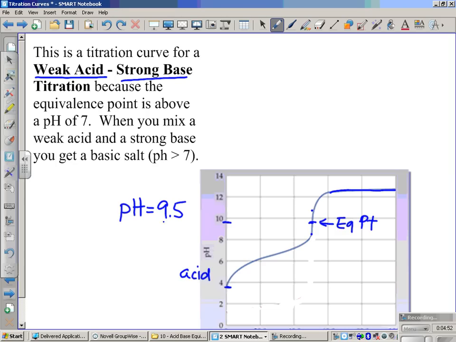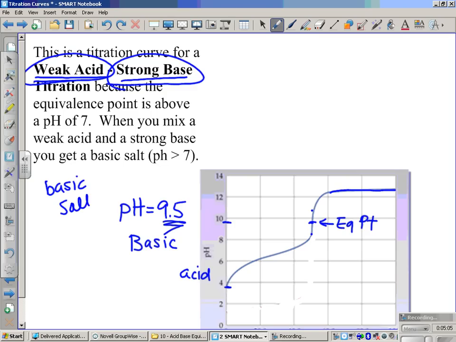This pH is logical because that pH shows that the resulting solution is basic. When we react a weak acid with a strong base, we get a basic salt. And that salt is going to be dissolved in that water, therefore making that water basic. So you can tell by looking at the graphs what kind of combination you had.